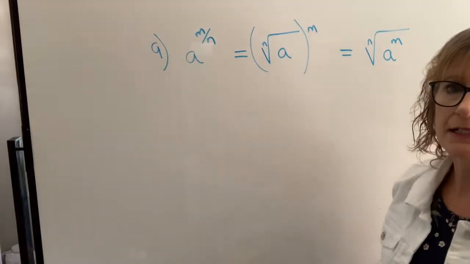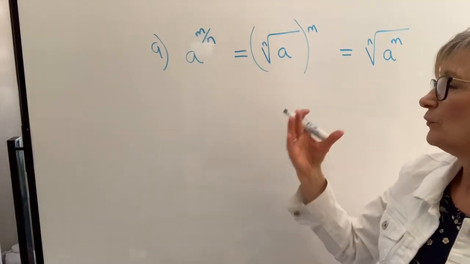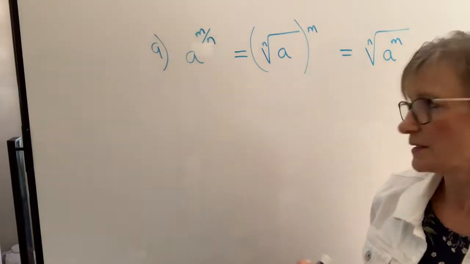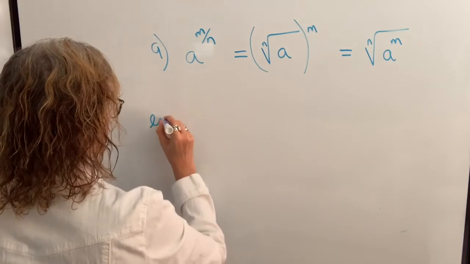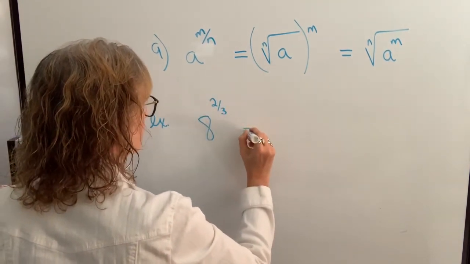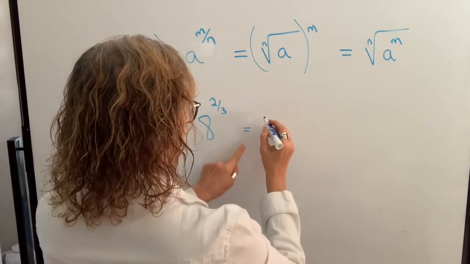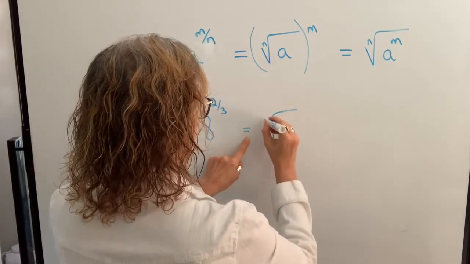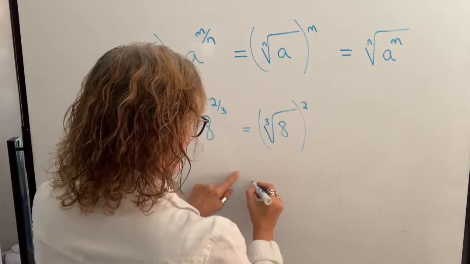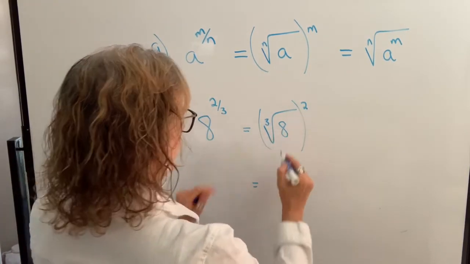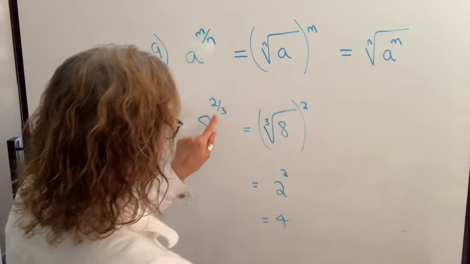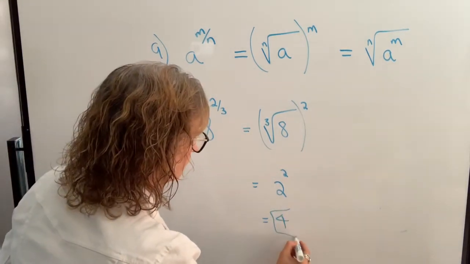Both of these are correct, and it depends on if you are working with numbers, which definition works best. So for example, if I had 8 to the 2/3, if I take a look at the first way I've defined it, that means it's the cubed root of 8, squared. And that's equal to, cubed root of 8 is 2, 2 squared. So 8 to the 2/3 is equal to 4.